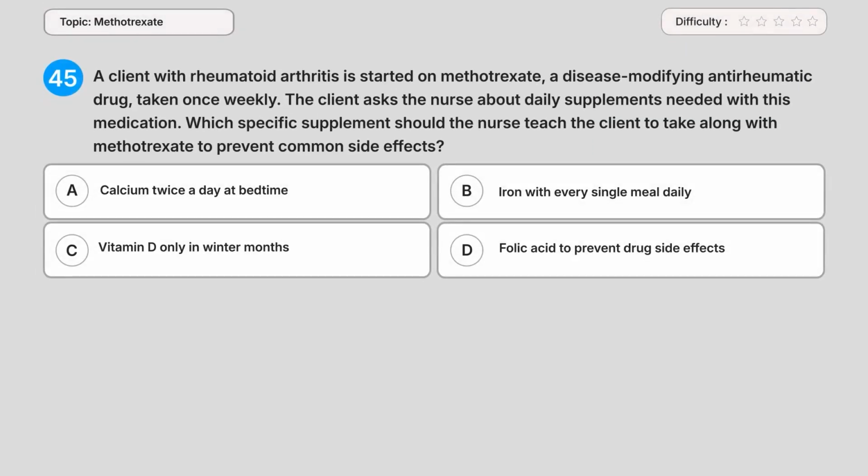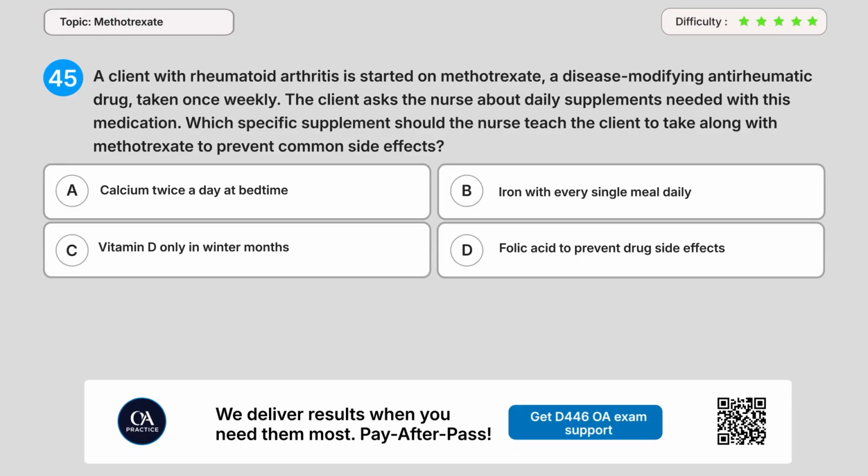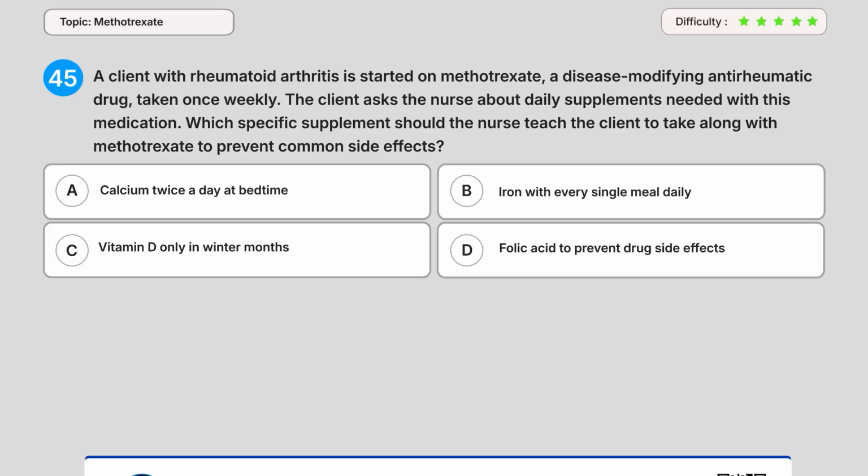45. A client with rheumatoid arthritis is started on methotrexate, a disease-modifying anti-rheumatic drug, taken once weekly. The client asks the nurse about daily supplements needed with this medication. Which specific supplement should the nurse teach the client to take, along with methotrexate to prevent common side effects?